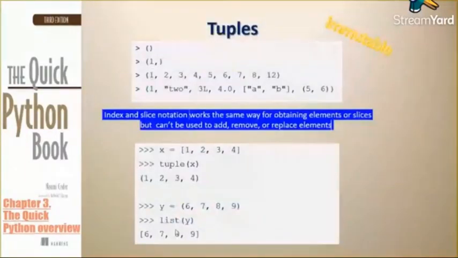So, the next data type is tuples. Tuples are much like lists, but they are immutable and they go inside parentheses, and one item tuple needs a comma. So we can make a list of a tuple or a tuple of a list.